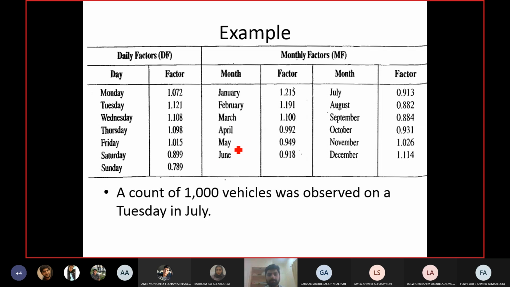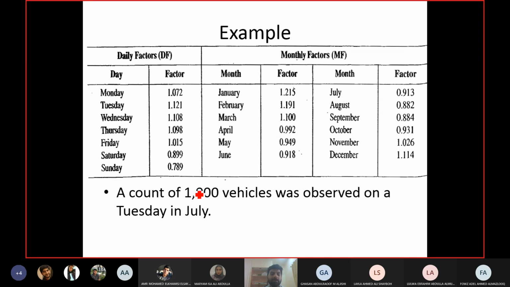Let us apply this in this case. For a control count location, daily adjustment factors are given in the first two columns, and the monthly adjustment factors are given in the remaining four columns. The closest coverage count location was observed for one day, and in that day 1000 vehicles were observed. This data was taken on Tuesday in July. So we have to find out the AADT at this location, where the data is taken on Tuesday in July, and this coverage count location is closer to a control count location which has these adjustment factors.